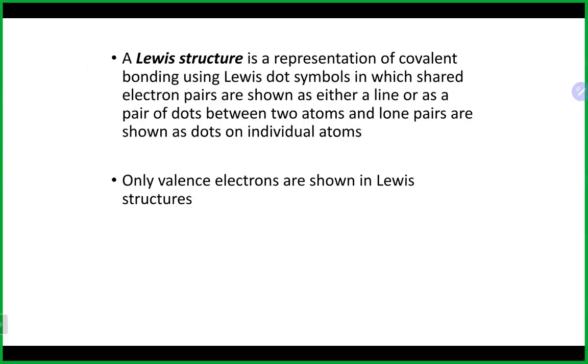So a Lewis structure, again, is a representation of covalent bonding where we show electrons being shared through a line or dots. It is important to remember that although we only show the valence electrons in these structures, atoms obviously have more electrons. They're just not involved in bonding. So when we show something like lithium or fluorine, fluorine has 7 valence electrons, but it still has those lower energy electrons as well. They're just not involved in bonding.